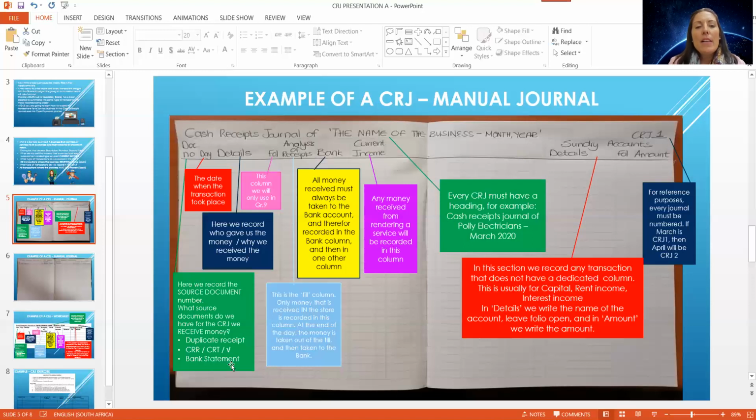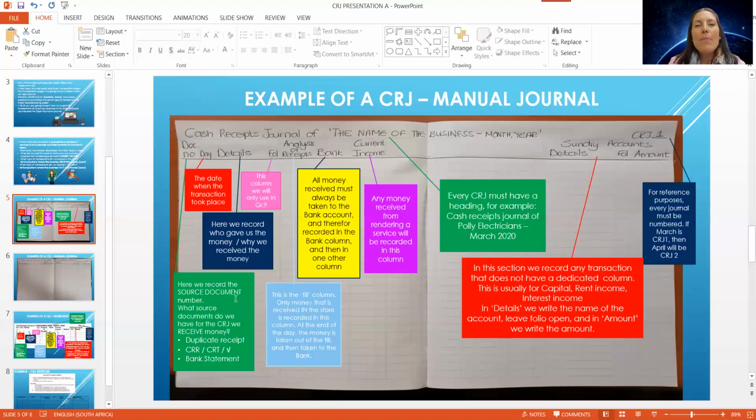Right, and then the last one that we could use is when we received money, but the money was paid directly into the business's bank account. So we didn't receive the money in store. It was either a client paid via EFT, or the owner gave his capital contribution and deposited the money directly into the business's bank account. For any of those transactions where we didn't physically receive the money in store, we will use bank statement, BS, as our source document. You'll also see it when we do the actual exam. So this is our document number column.